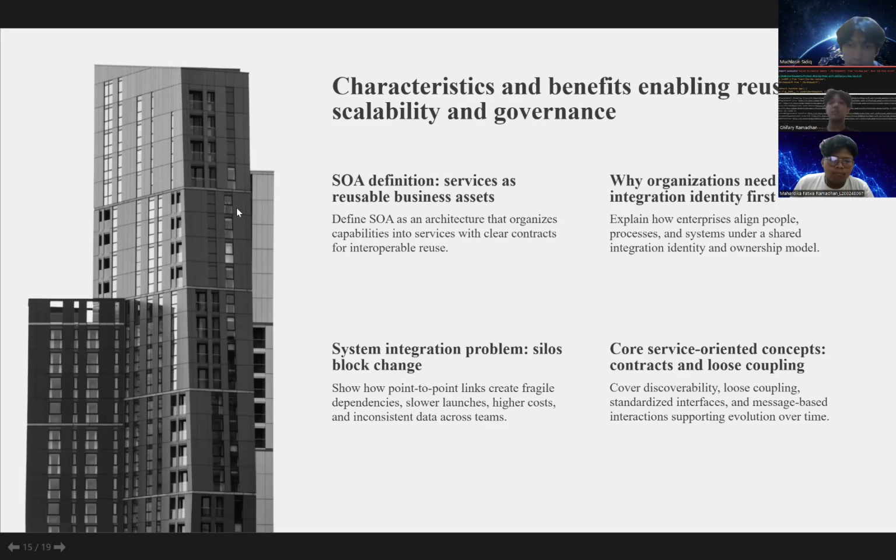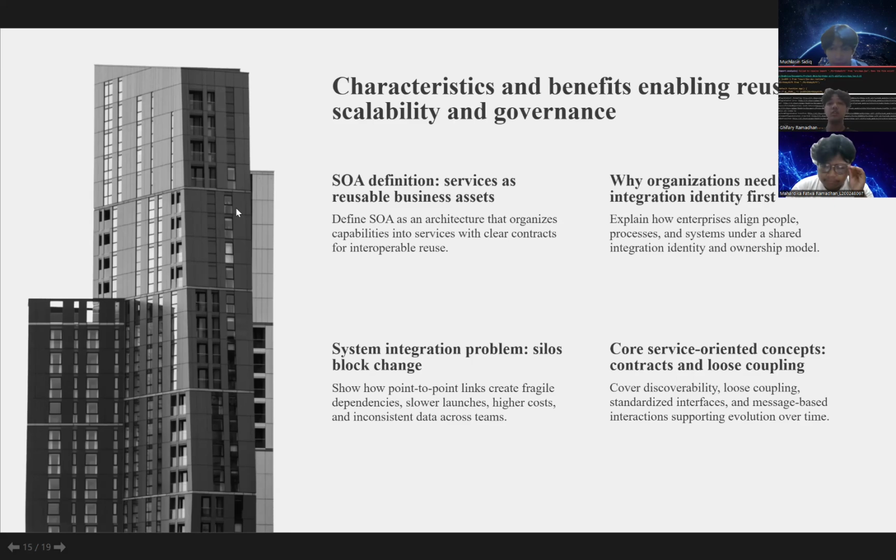System integration problem, silos. Traditional point-to-point integration creates tightly connected systems. As the number of applications grows, these connections become difficult to maintain, leading to higher costs, slower innovation, and inconsistent data. And for the core service-oriented concept, contract and loose coupling.